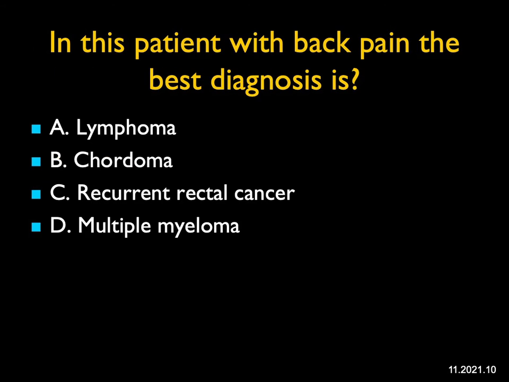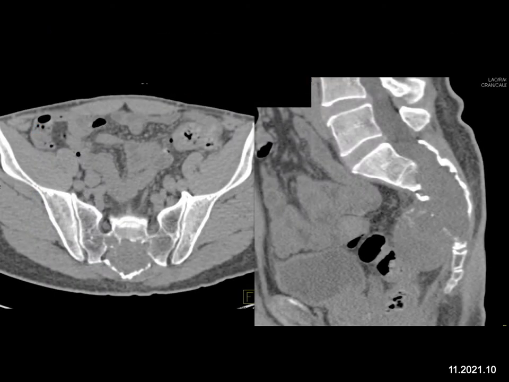In this patient with back pain, what's the best diagnosis? Well, what you see here is an infiltrating tumor in the sacrum. It's expanding the sacrum, destroying the sacrum, and there's a large soft tissue component. Lymphoma can infiltrate the bone, but not in this appearance. Rectal cancer can invade directly into the patient's sacrum and cause destruction, but here the rectum looks okay.